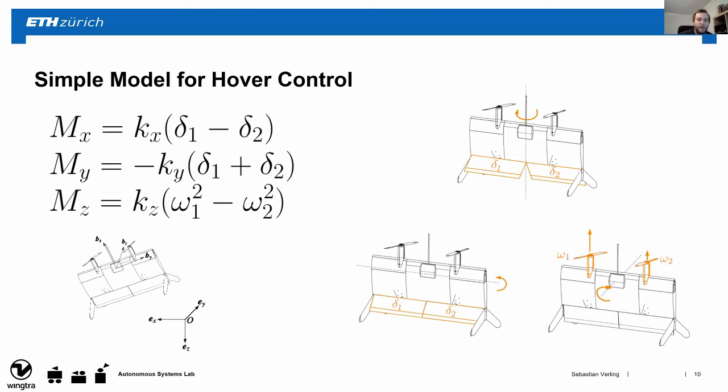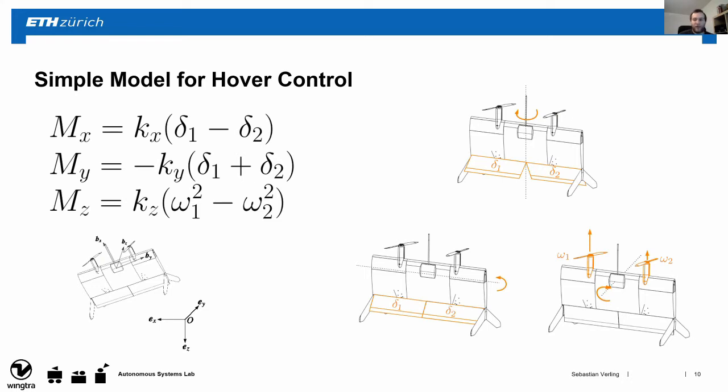The moment we can create around the body x-axis is directly proportional to the differential flap deflections of these two flaps. The reason why this generates a moment is because the slipstream that is created by the propeller is on this side deflected in this direction and on this side deflected in this direction. This creates then a force on the flaps, and with the lever to this axis here creates a torque around the body's x-axis.